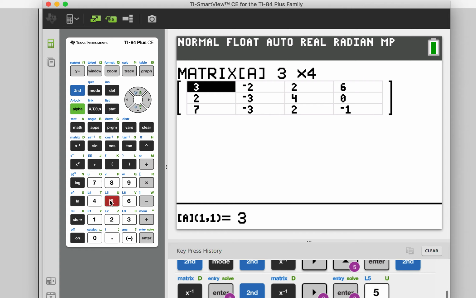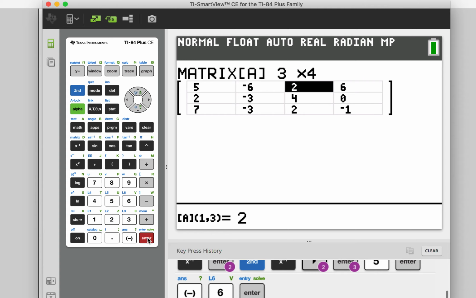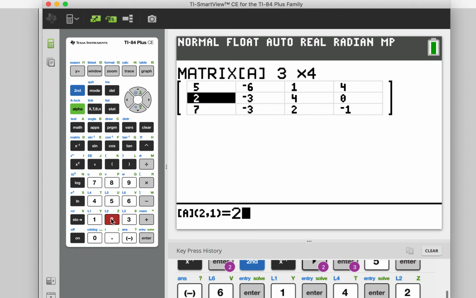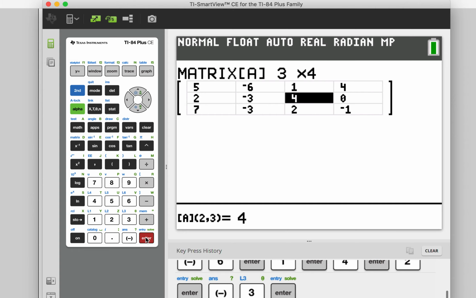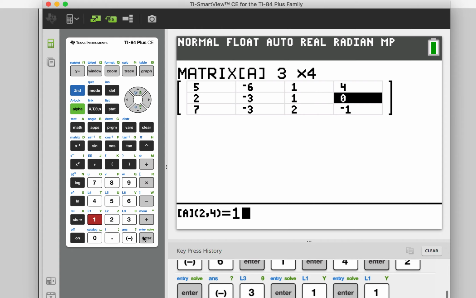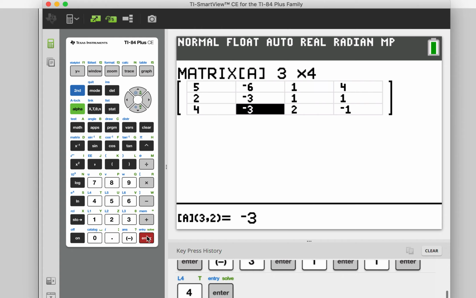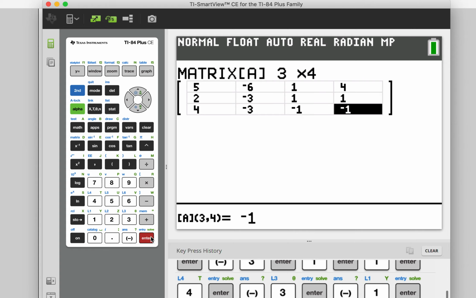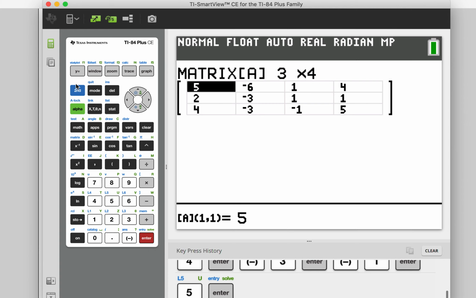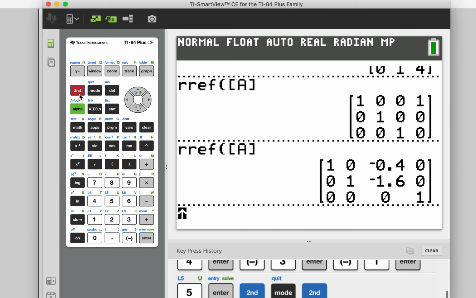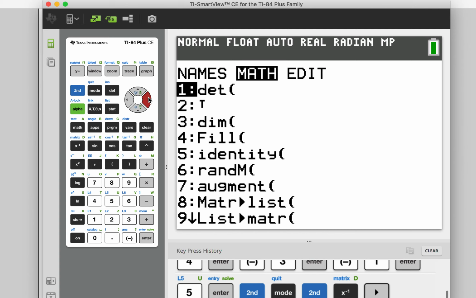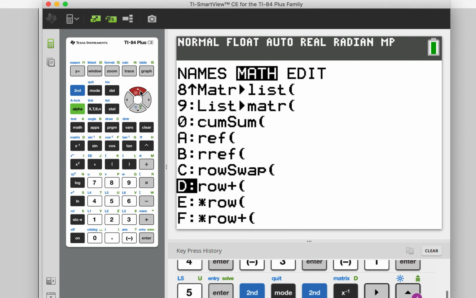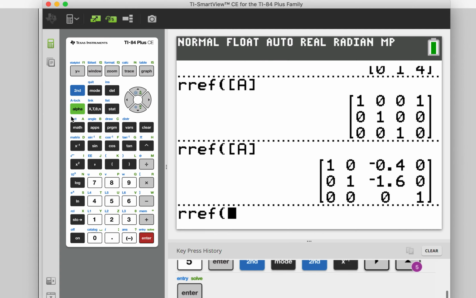We got 5, -6, 1, 4, 2, -3, 1, and 1. And last row, 4, -3, -1, and 5. Okay. So we go second quit every time. Then we're going to go ahead and grab that matrix. So, sorry, not the matrix. We're going over to grab the reduced row echelon form. Hit enter. Grab the matrix.